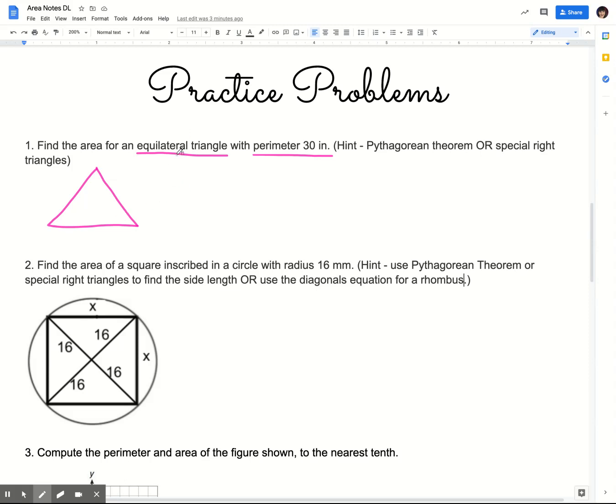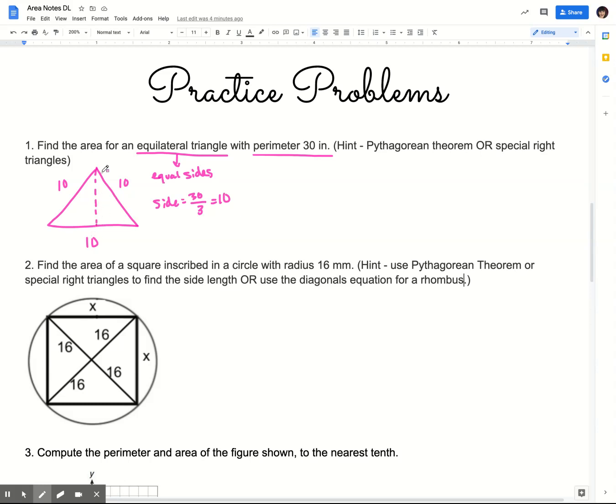So this is my equilateral triangle. They told me that my perimeter is 30 inches. Remember, one of the defining characteristics of an equilateral triangle is that all sides are equal in length. So if the perimeter is 30, my side length is 30 over 3, which is 10. Each of these side lengths is 10, 10, and 10. That's partially helpful because it gives me the base, but to find the area of this triangle, I also need the height.